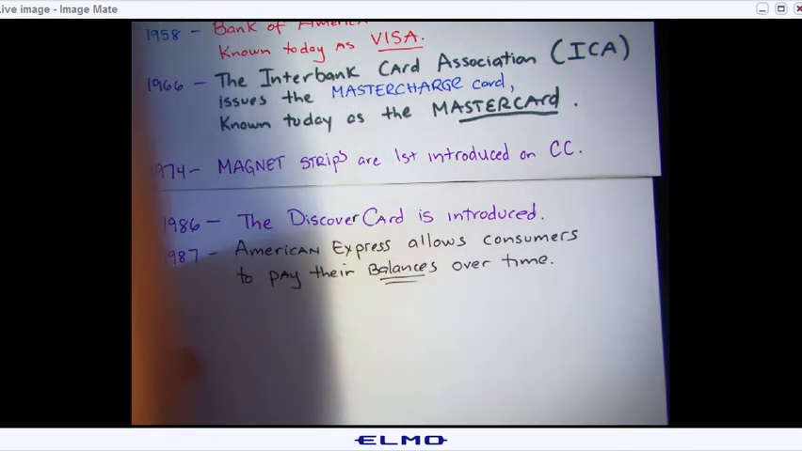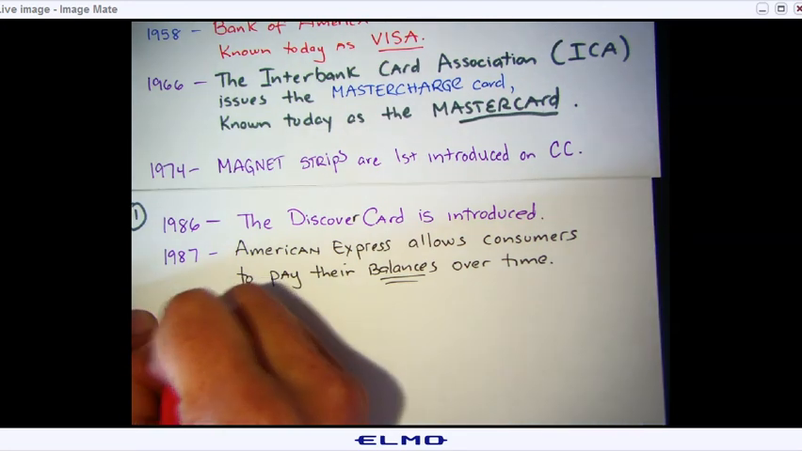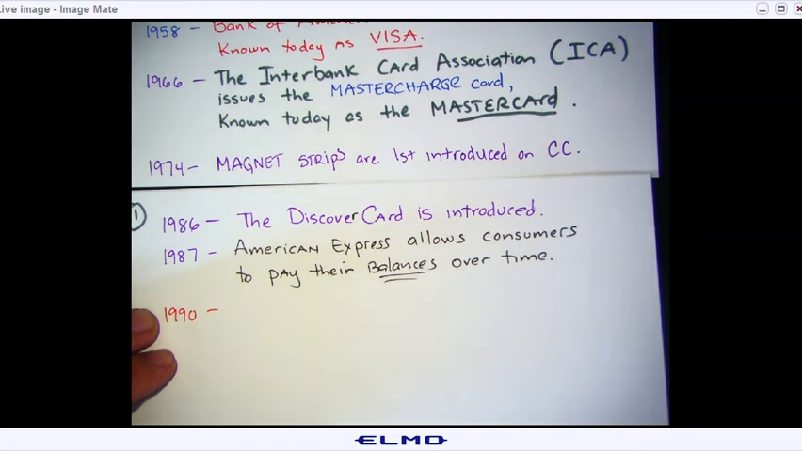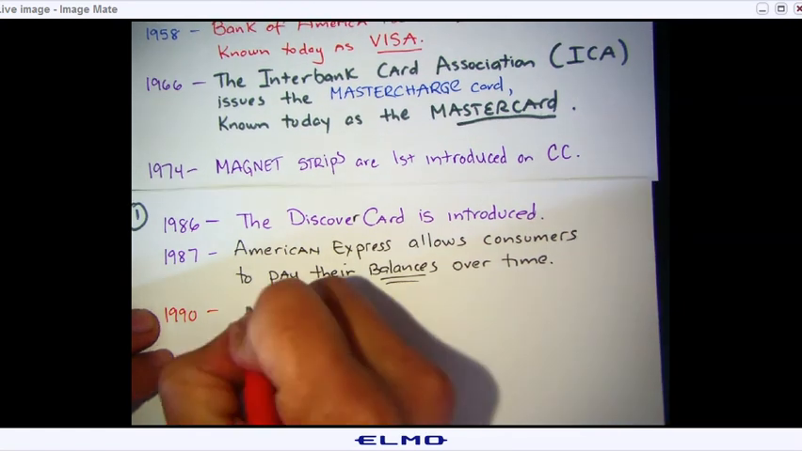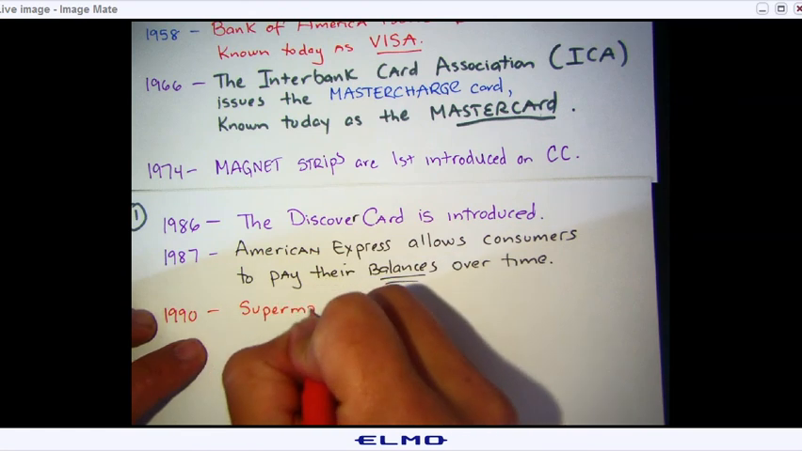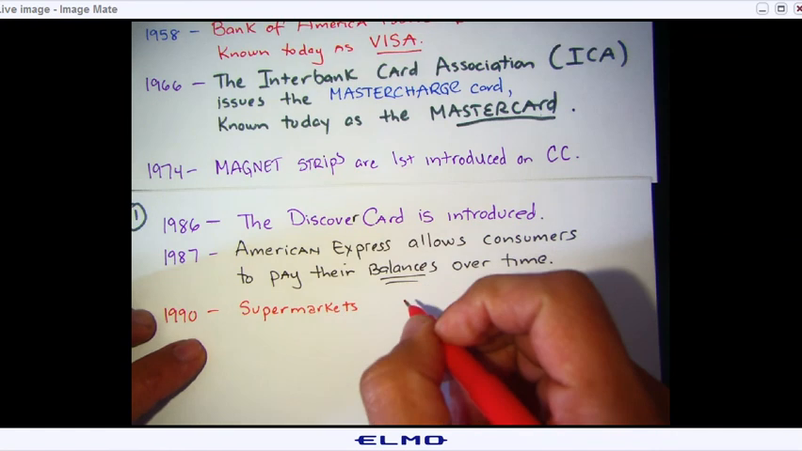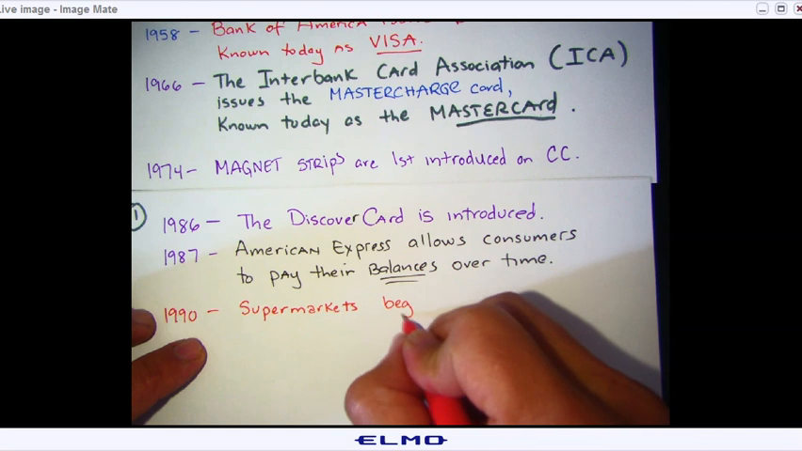In 1990, what happened in 1990? The supermarkets now begin accepting credit cards. Supermarkets begin accepting credit cards.